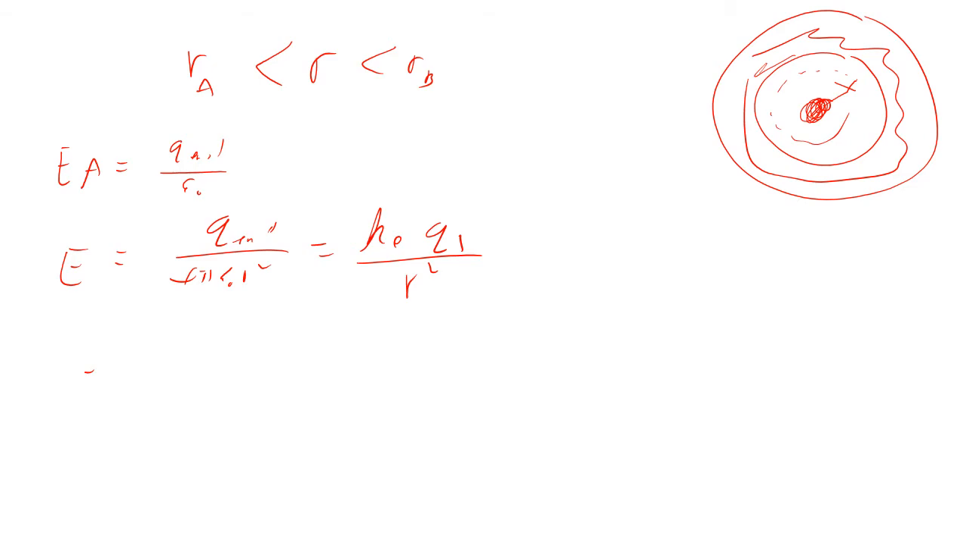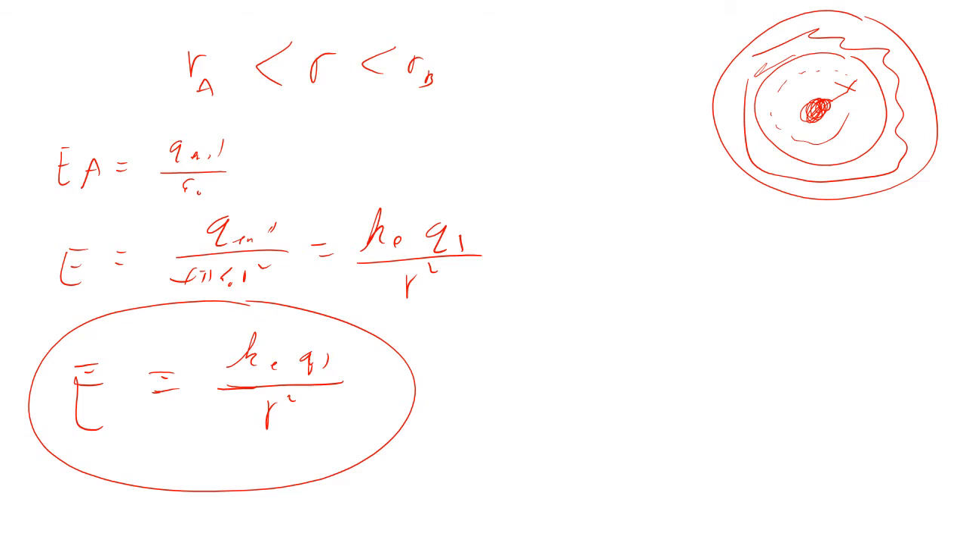So the electric field is going to be K sub E Q1 over R squared. It's going to be pointed inwards, so it'll be negative, meaning it's pointing inwards towards the center because Q1 is negative. So the question is, what is E at R equals RA?